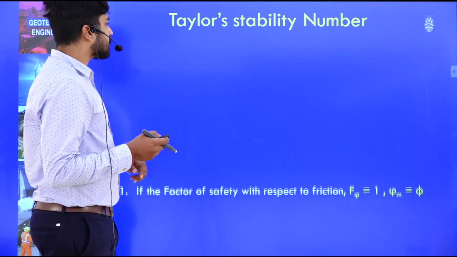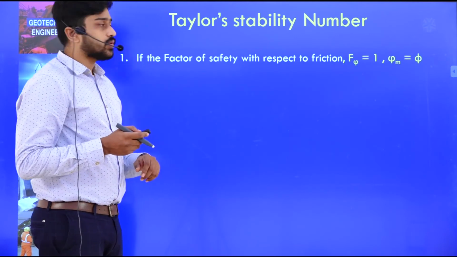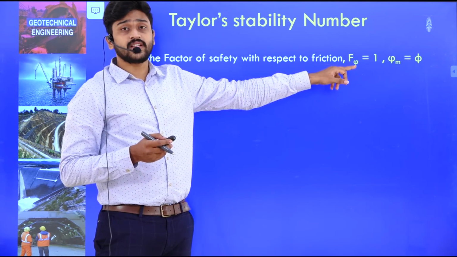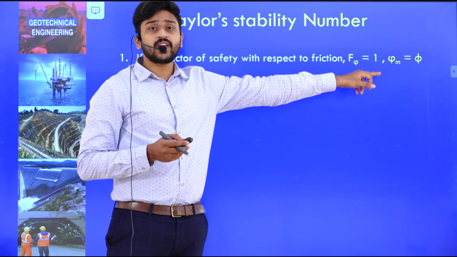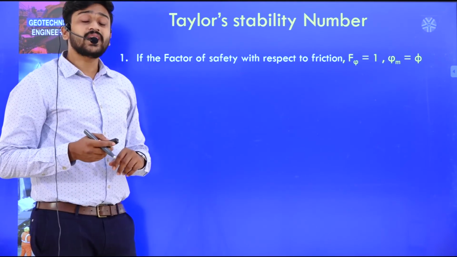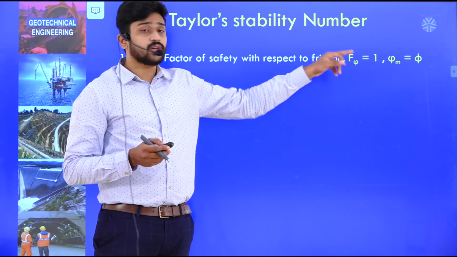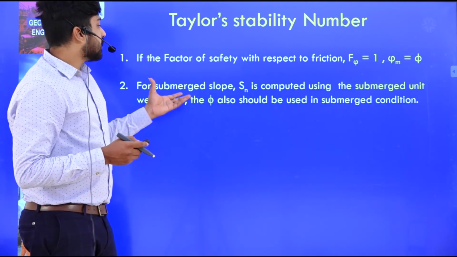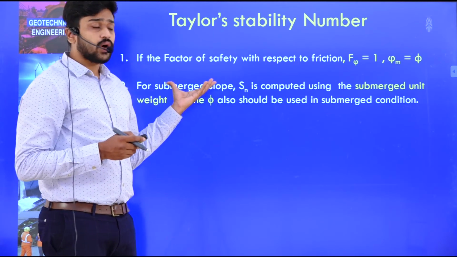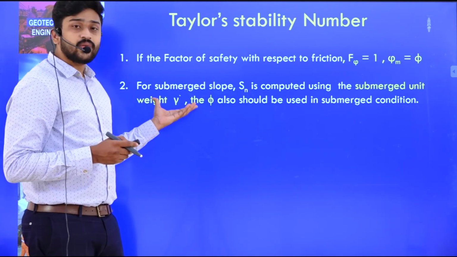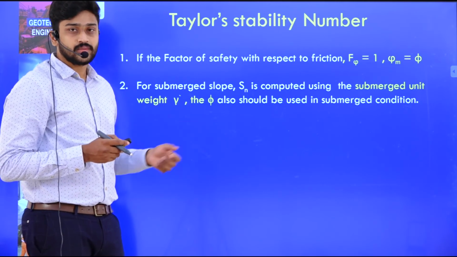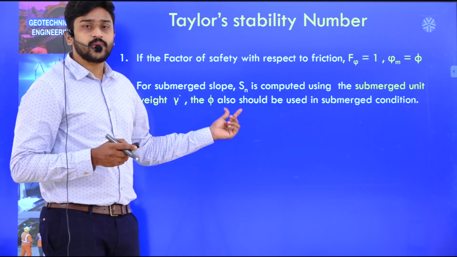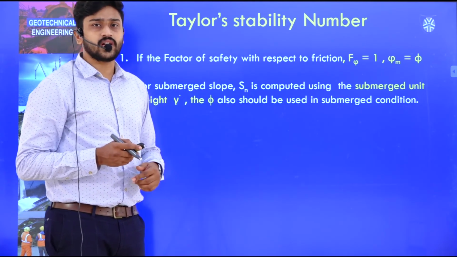Now here there are some important points to be understood. If the factor of safety with respect to friction, that is f phi, is equal to 1, then always phi m is equal to phi. That means your mobilized internal friction is equal to your angle of internal friction. Clear? And the other one is that in case of submerged slope, whenever the soil is submerged, we have to consider the submerged unit weight gamma dash. And whatever phi we will be using should also be in submerged condition.